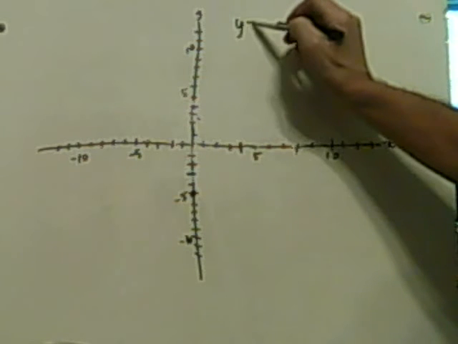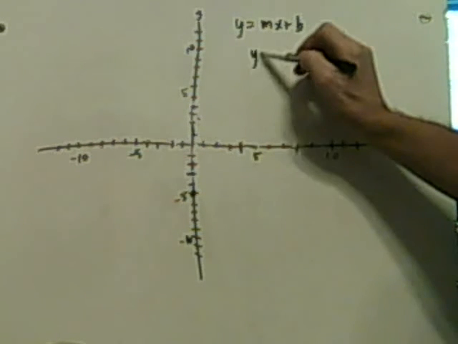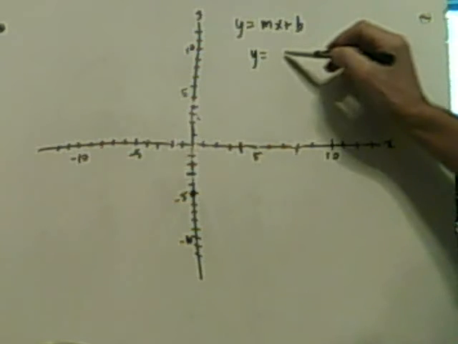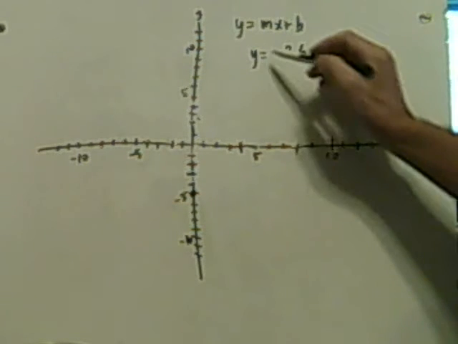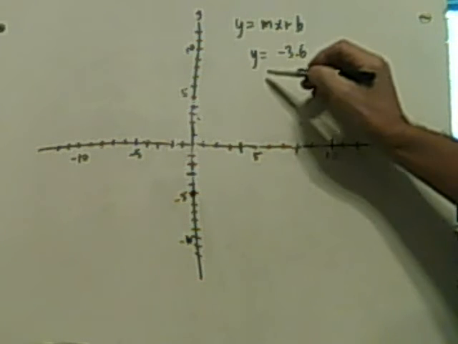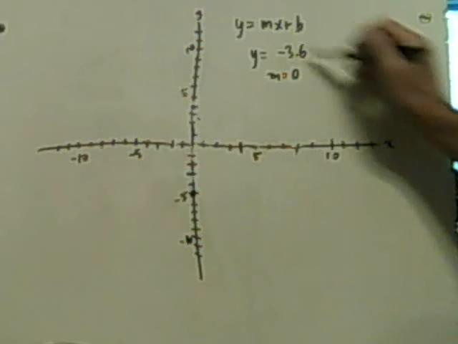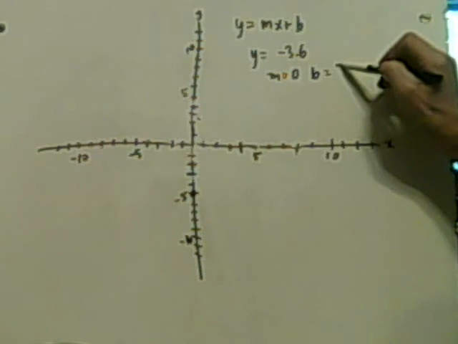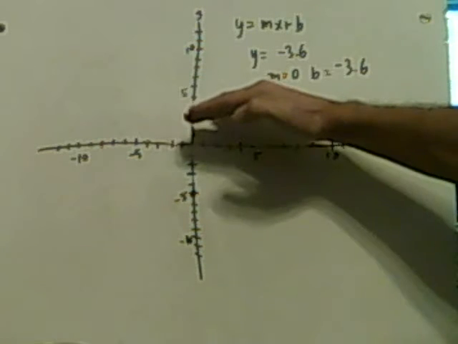Okay, let's try this one. Y is equal to negative 3.6. Now this, on the other hand, does take on the same form as that, only m is equal to 0 because there is no x term there, and b is equal to negative 3.6. And that's the so-called horizontal line.